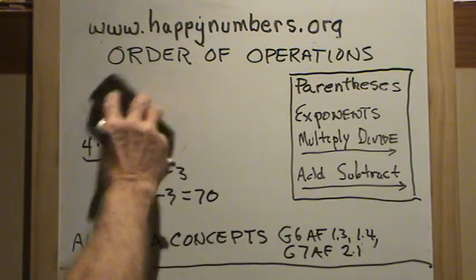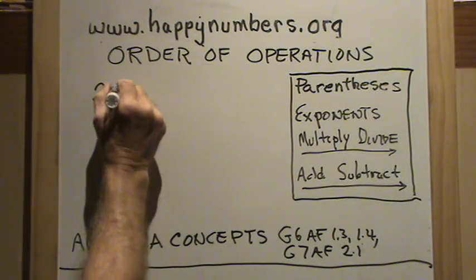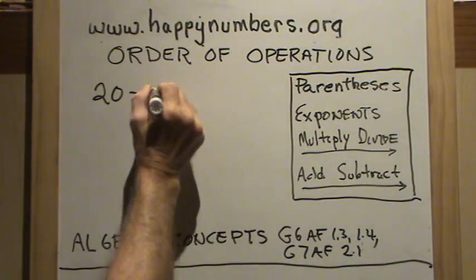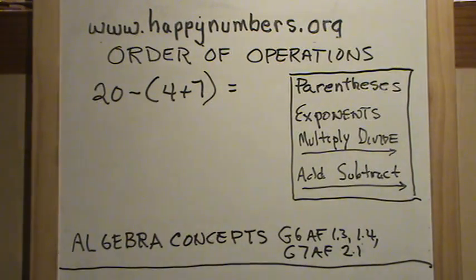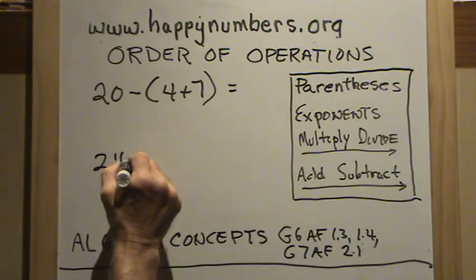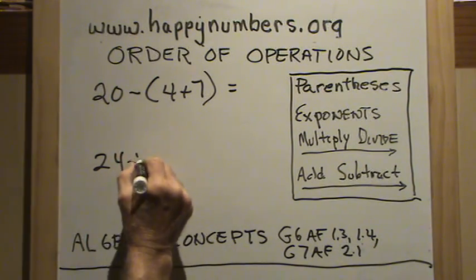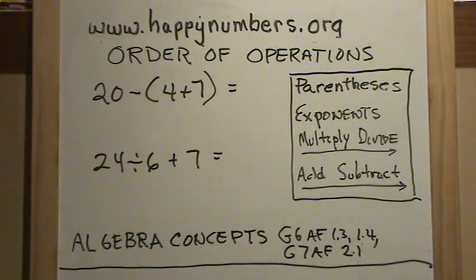Good. Well, I'm going to put a couple of problems up for you, and we'll let you work them. Okay, we'll have 20 minus 4 plus 7. We'll let you do that one, and here we'll have 24 divided by 6 plus 7. We'll put the video on pause, work those problems, and we'll come back and work them together.